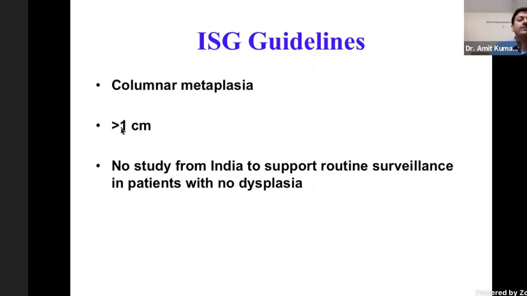It should be at least 1 centimeter, more than 1 centimeter. Unlike in Japan, where even a smaller segment is considered to be Barrett's, we need more than 1 centimeter of distance between the GE junction and the squamocolumnar junction.